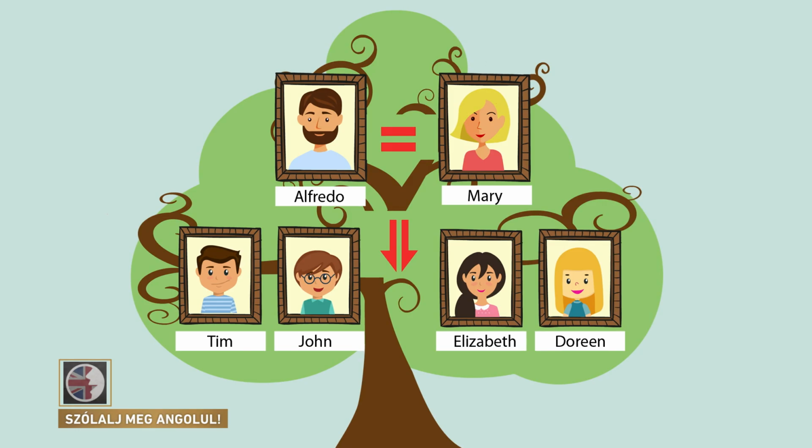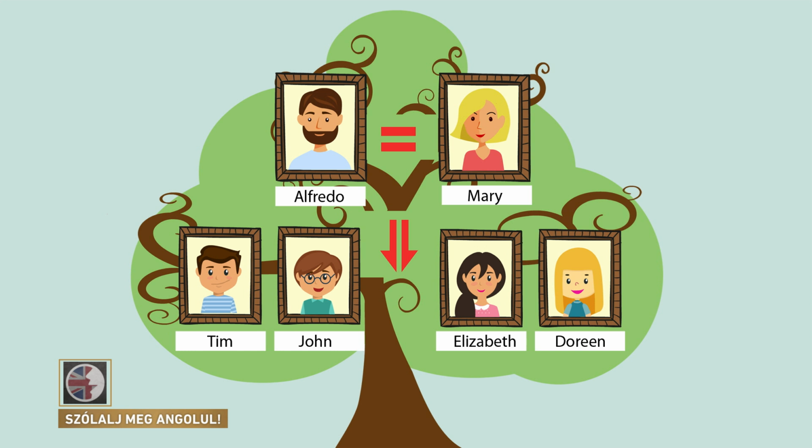Okay, so that's the Benchfield family tree. Now, let's make some sentences about the Benchfields. Tim is Alfredo's son. Tim is his son. John is Alfredo's son. John is his son. Tim and John are Alfredo's sons. They are his sons. Elizabeth is Alfredo's daughter. She is his daughter.